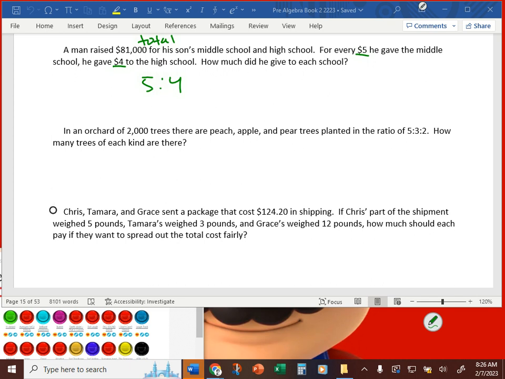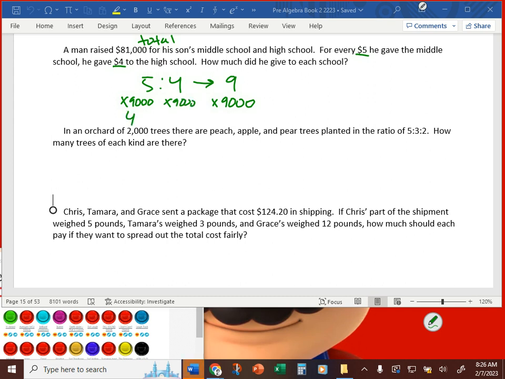And now that we've got this, we've got the ratio, we've got the total, it's exactly like what you did on the front side. How many dollars are represented in this ratio? 9, right? 5 plus 4. Okay? What's our scale factor from getting to $9 up to $81,000? 9,000. And once you find that scale factor, that's what's applied to every part in the ratio. 5 times 9,000, 4 times 9,000.